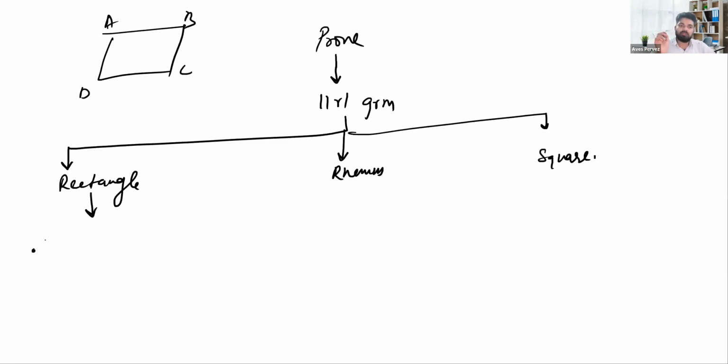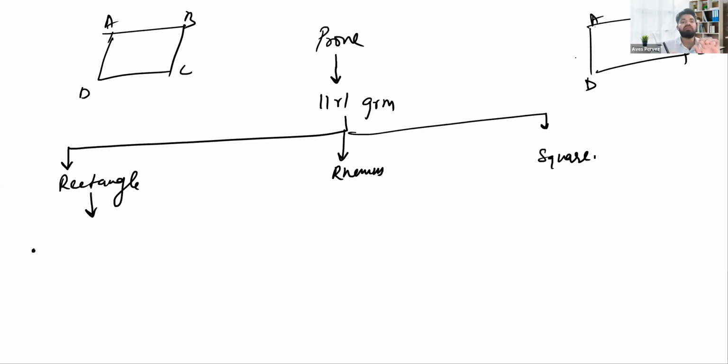Sir, sorry, can you repeat it? Yes. If you have proved that ABCD is a parallelogram. Let's suppose you have been given that ABCD is a quadrilateral, and which type of quadrilateral it is, rhombus or parallelogram or whatever, you have not been given. So you proved, according to the given conditions in the question, that ABCD is a parallelogram.